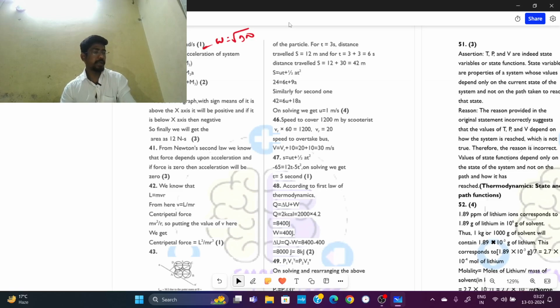So now 39. There is a system given, right? Three objects. One is M1, another is M2, another is M3. Okay, like this.